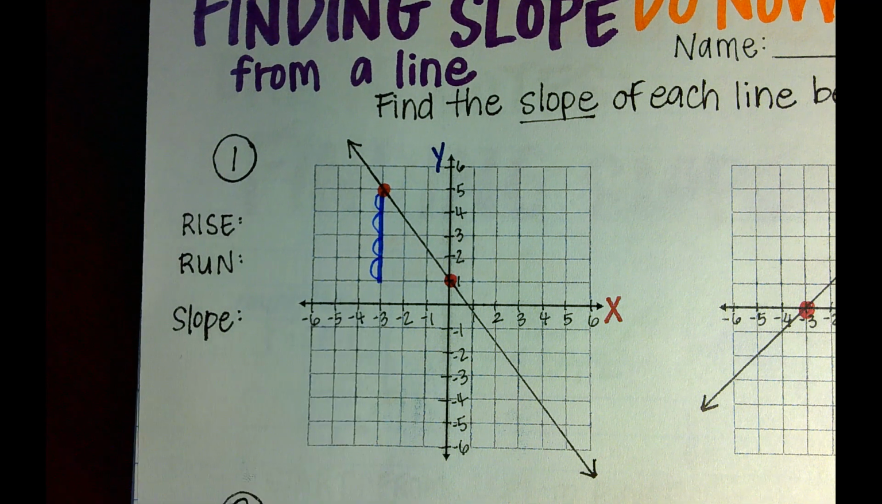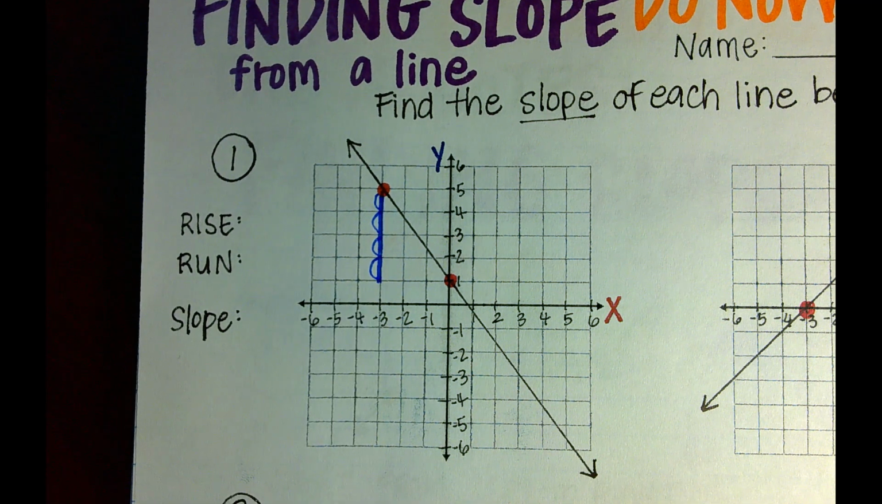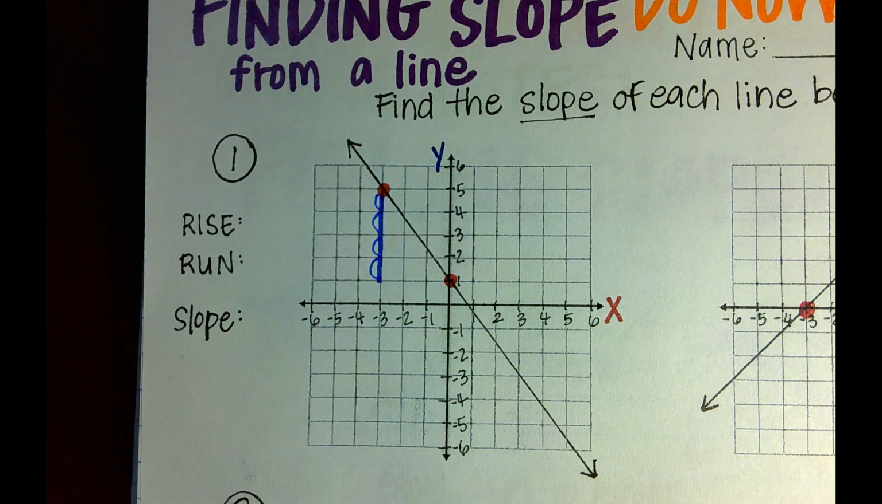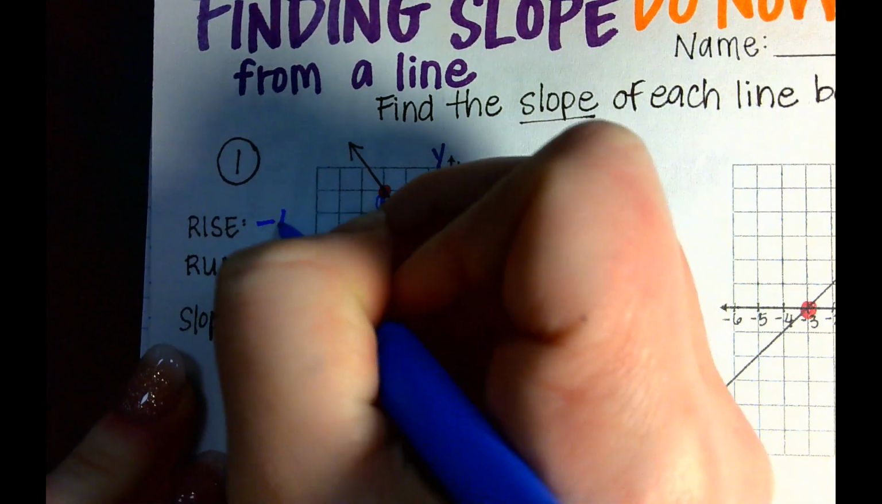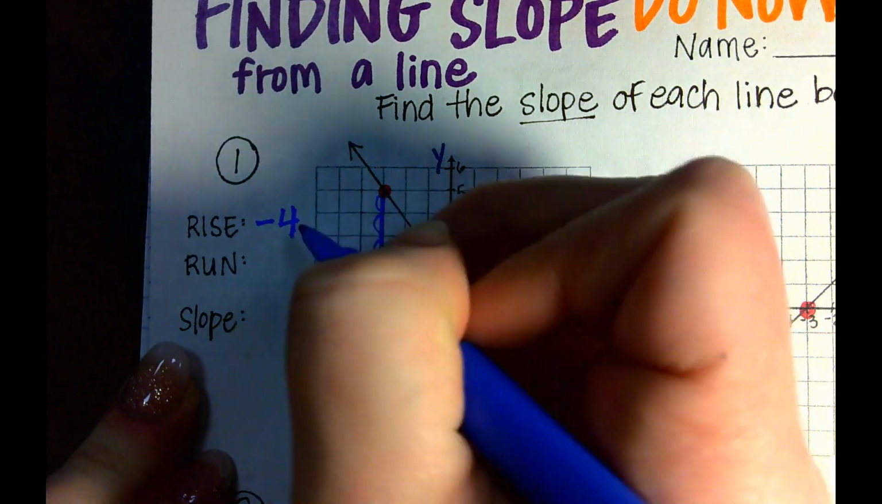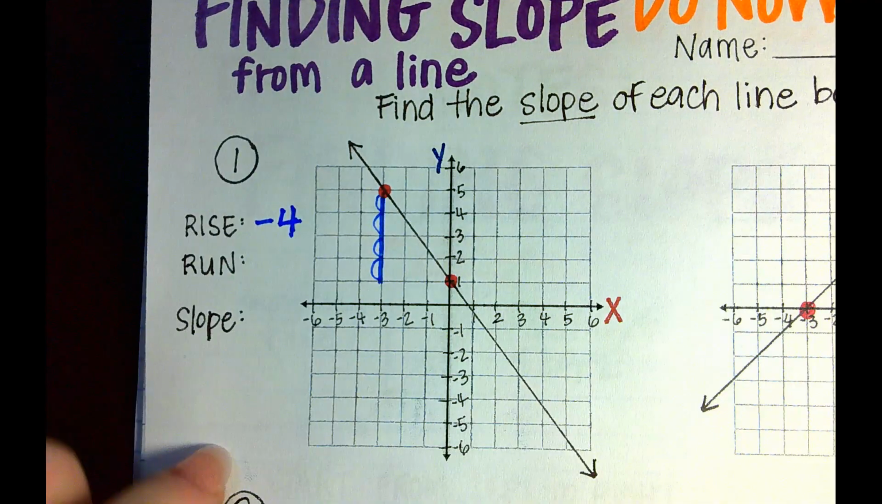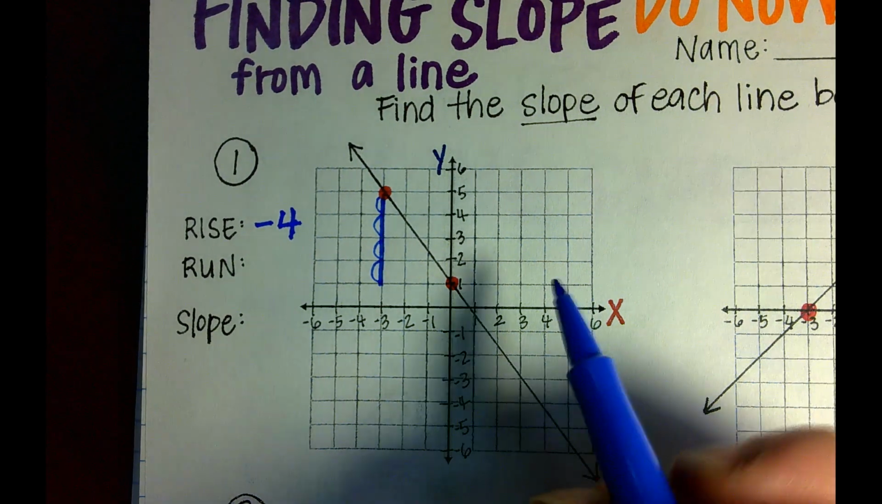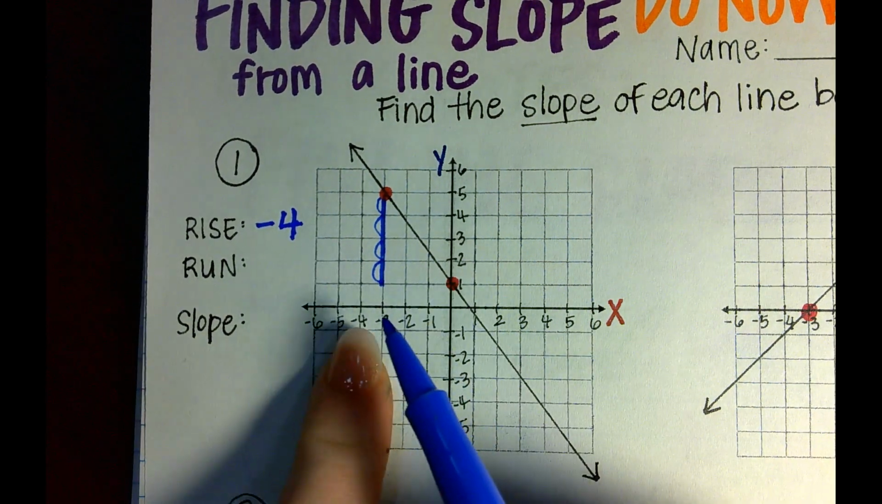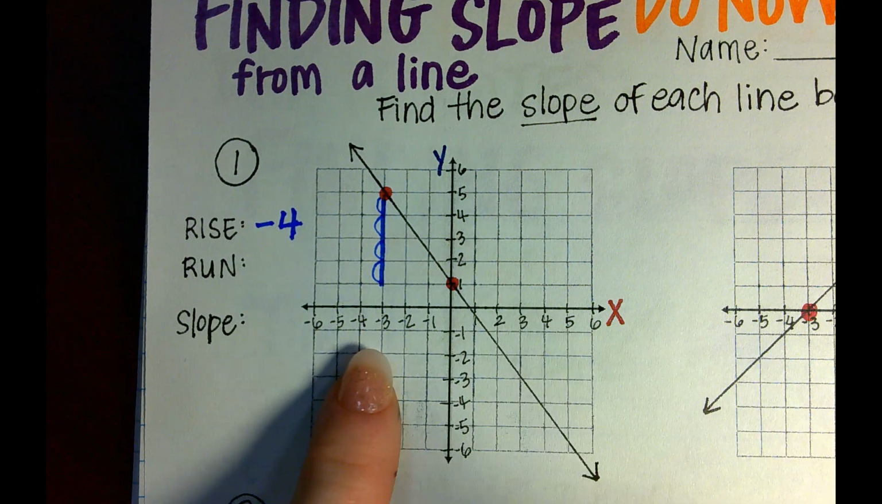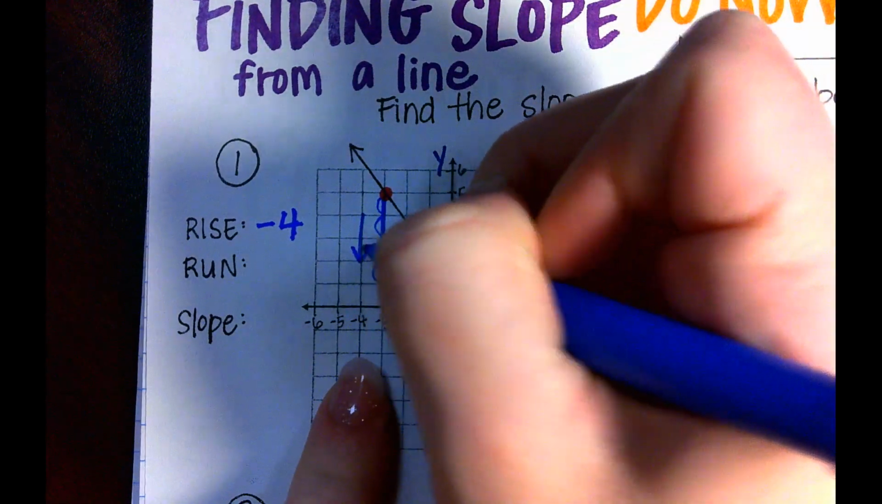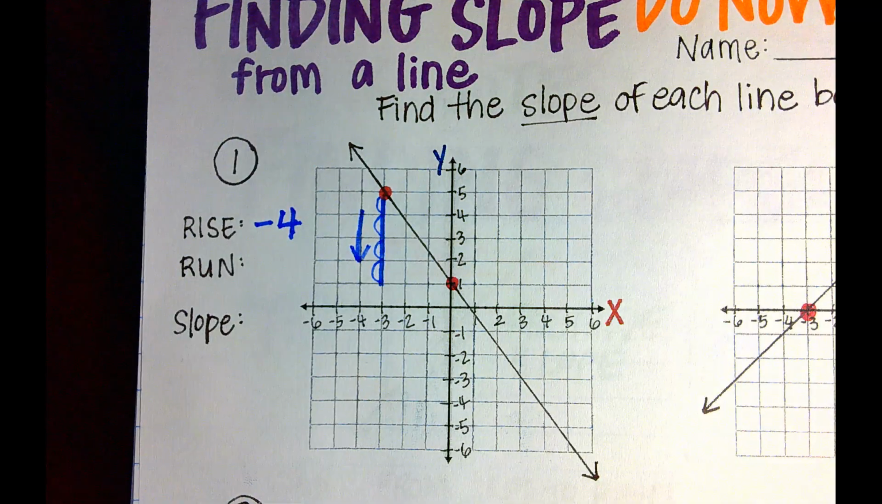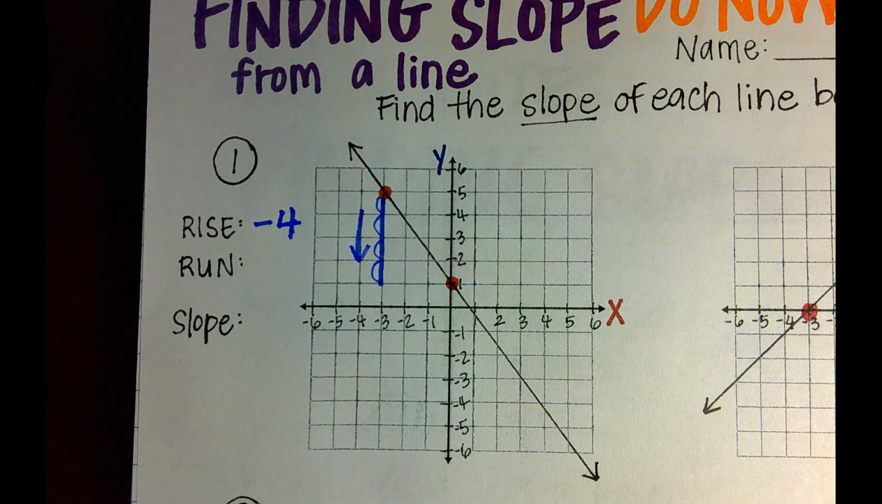Is it +4 or is it -4? Negative. -4. Good. Now, how do we know it was negative instead of positive? Or it's going down. It's going down. Yes, that's what I needed. It's going down from the first point. Since our rise went down, our rise is negative.